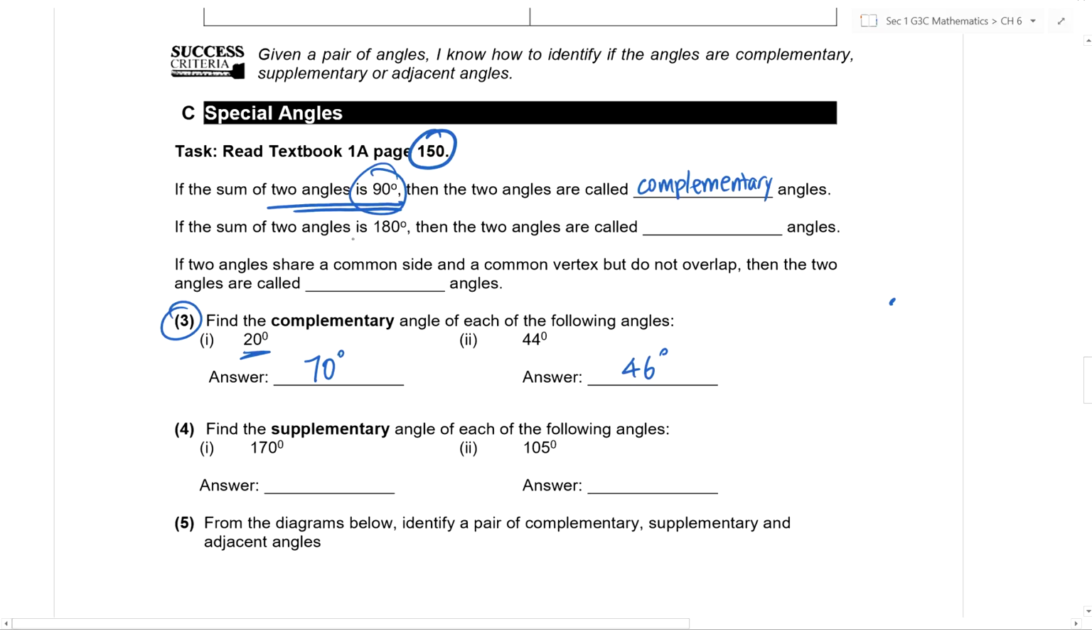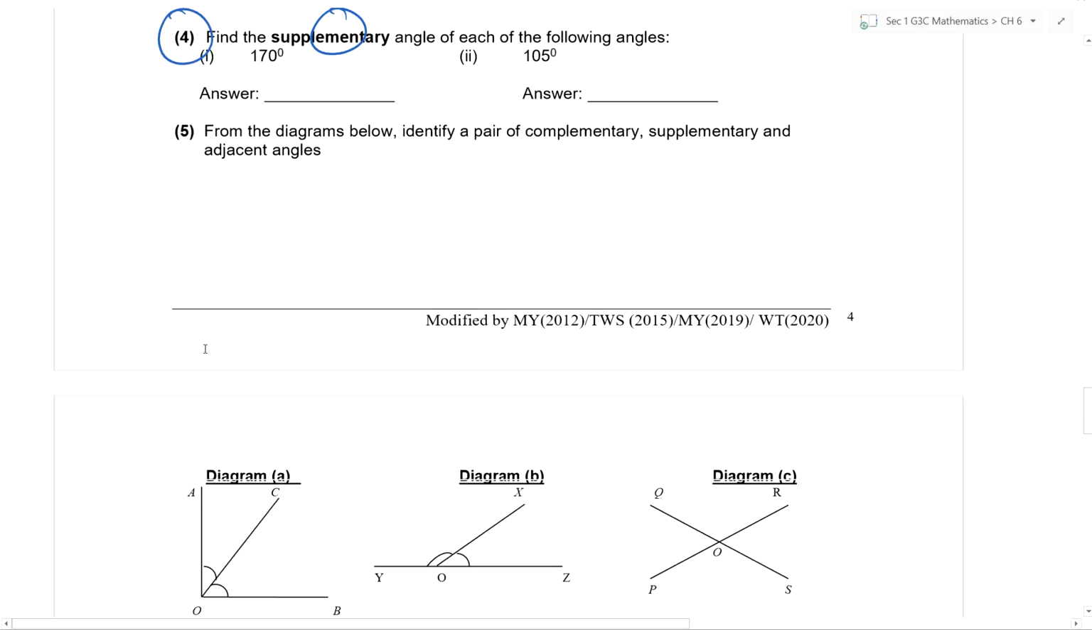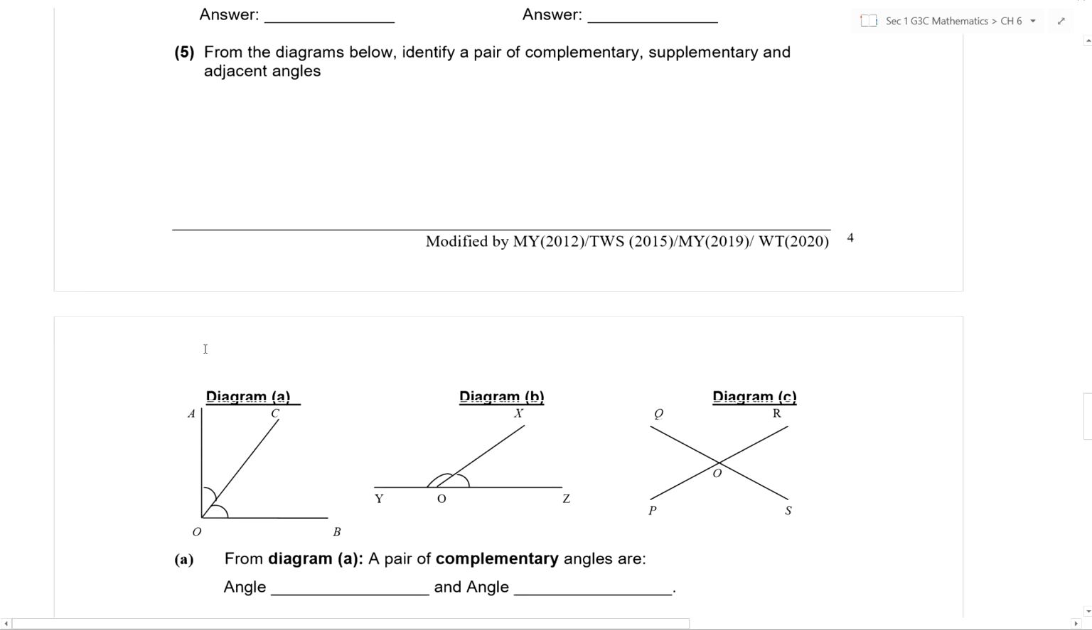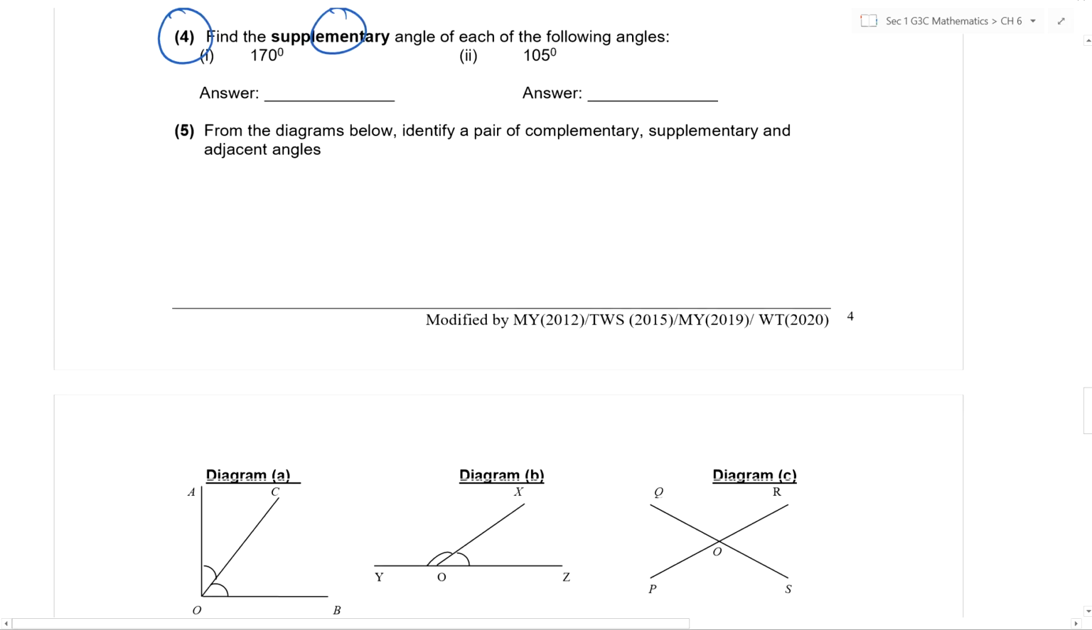Next, if the sum of two angles is 180 degrees, then the two angles are called supplementary, as shown over here. So please attempt question 4 by yourself. Please also do the same for question 5.